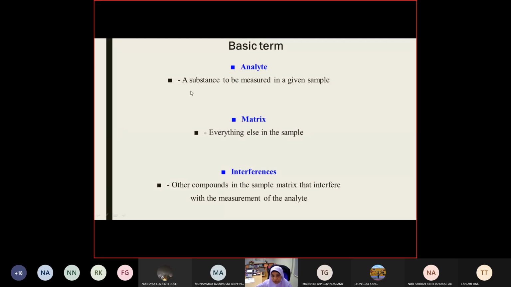Before I share about the limitations of trace analysis, I would like to share 3 main terms that I always use in my class. These are the basic terms. The first term is the substance, an analyte. So what is an analyte? An analyte is a substance to measure in a given sample.